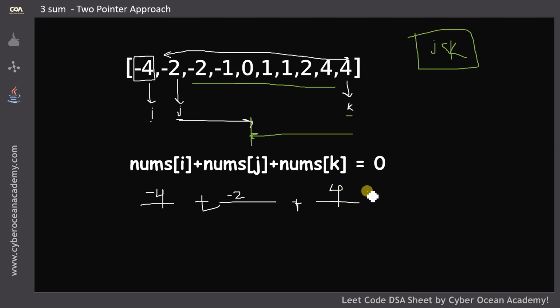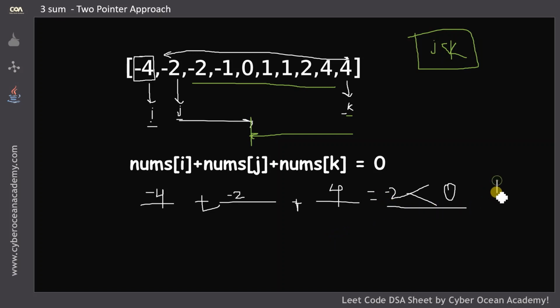So what is their sum? -4 and -2 is obviously -6, plus 4 the sum is -2, which is less than 0. Since we have to explore all the array elements, and the array is sorted, we have to know which pointer to move. Either we move j or we move k, because i is fixed here.